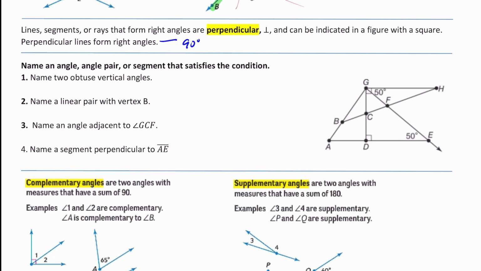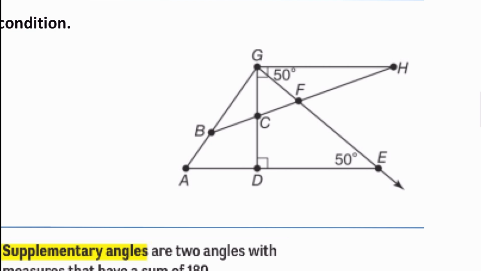So here we go. Number 1, name 2 obtuse vertical angles. We're dealing with vertical angles, and these angles must be obtuse. So remember from the previous notes, obtuse means you have an angle that is greater than 90 degrees but less than 180. Looking at the picture to the right here, I can see 2 straight segments that form an X, and these 2 angles here are congruent to each other by vertical angles. So I draw one arc here and one arc there to indicate that those 2 angles are congruent.